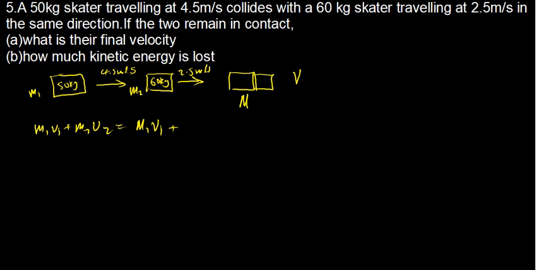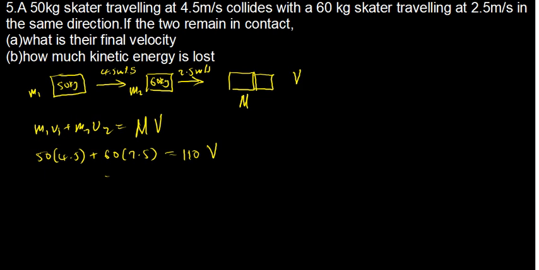Now for this one, because they've got a combined mass, they are also going to move at the same velocity, so I'm just going to say m and then v, instead of m1 v1 plus m2 v2, because the mass will be combined. So m1 here is 50, moving at 4.5 meters per second. m2 is 60, and because it's moving in the same direction, it is also positive 2.5, and that should be equal to the combined mass 60 plus 50, that would be 110, and then v, we don't know that velocity. So 50 multiplied by 4.5 and then plus 60 multiplied by 2.5.